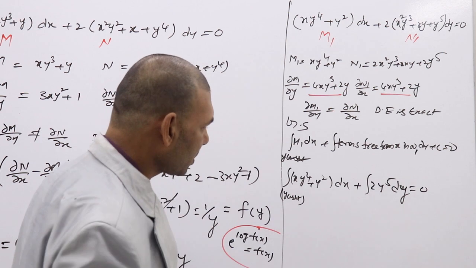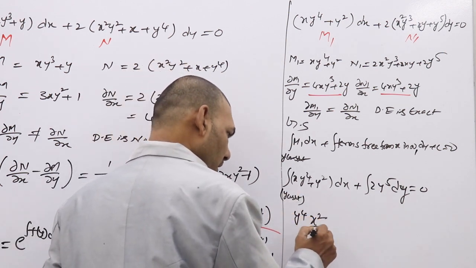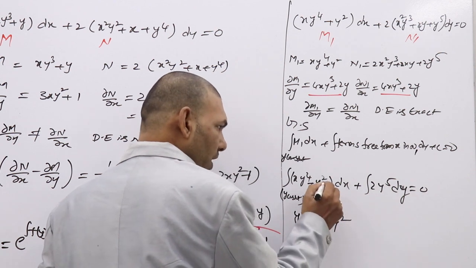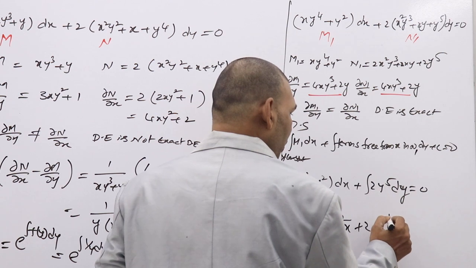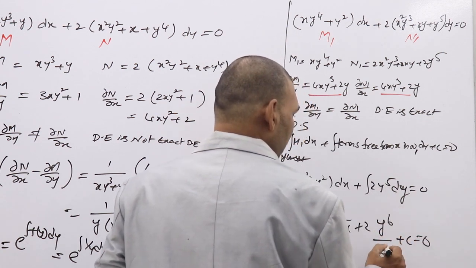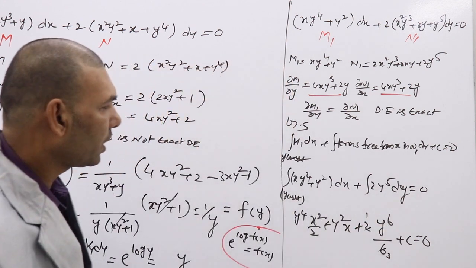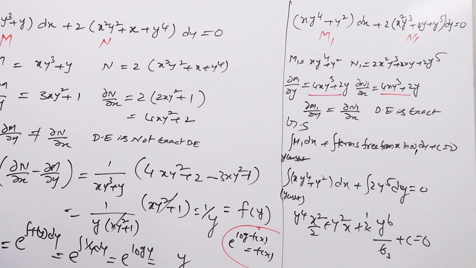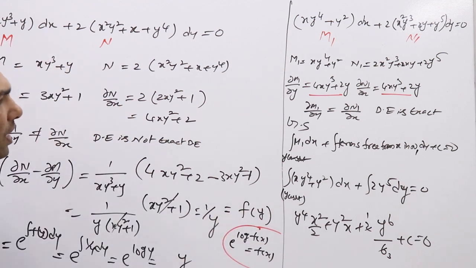Now keeping y constant, integrate: y power 4 is constant, integral x square by 2. y square is constant, integral 1 dx is x, plus 2 into integral y to the power of 5, which is y to the power of 6 by 6, plus c. Here if you want you can cancel with 2. So that is the general solution. Integral y power 5 is y power 6 by 6. That is the general solution of the given differential equation.